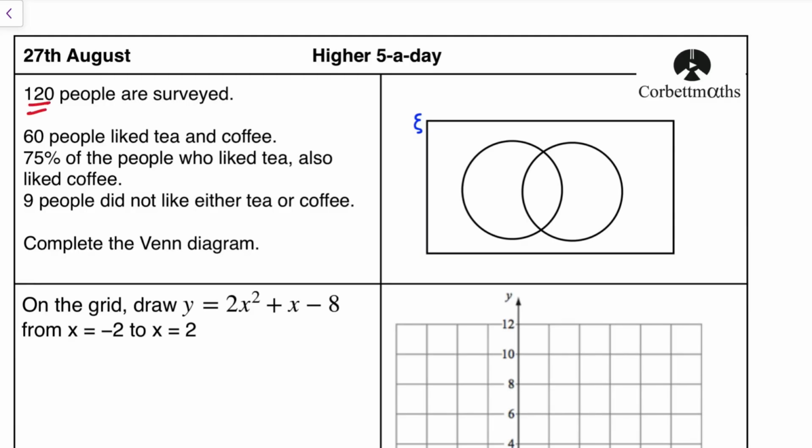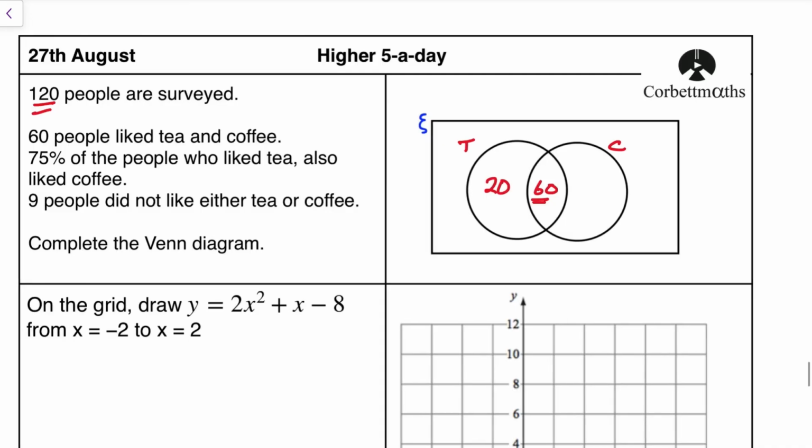What else did it tell me? 60% of people like tea and coffee. So I'm going to label that tea and I'm going to label that coffee. 60 people like tea and coffee. That's 60 in the middle. 75% of the people who liked tea also liked coffee. And that's a clever way of doing it. So that 60 represents 75%, which means 100% is 80, which means therefore 20 goes here.